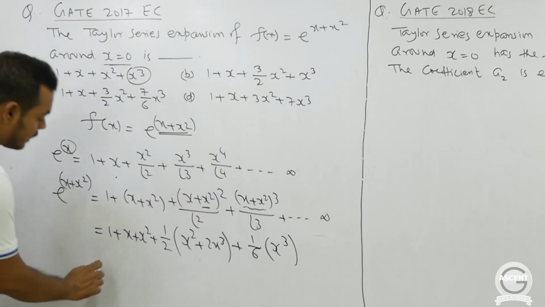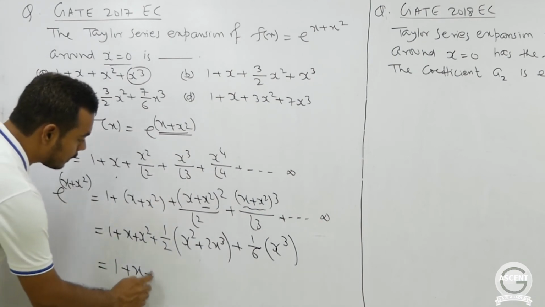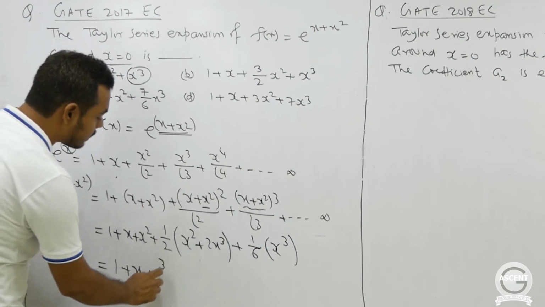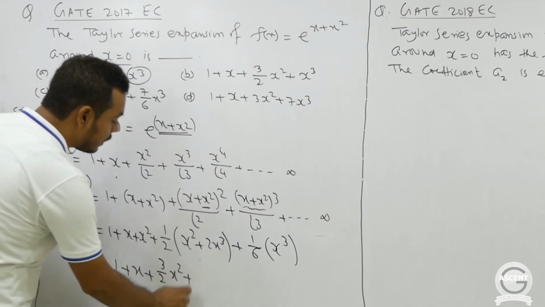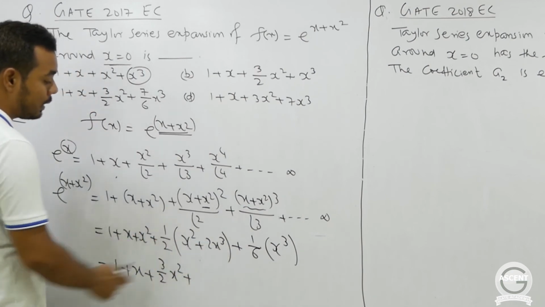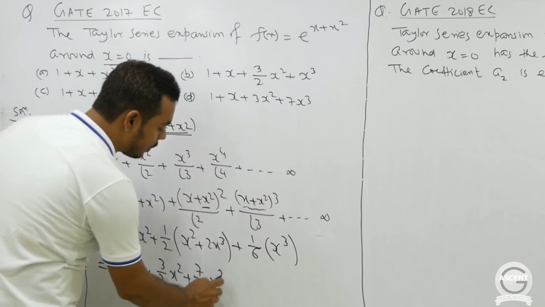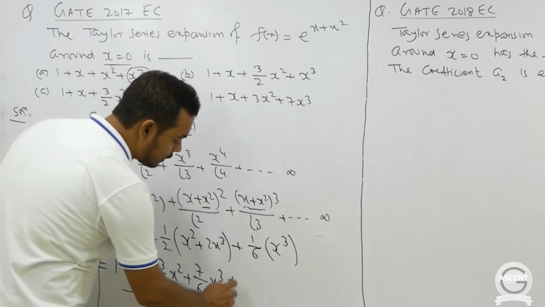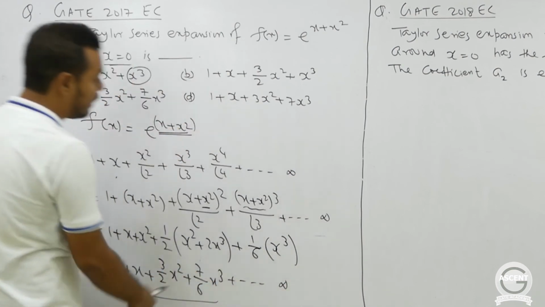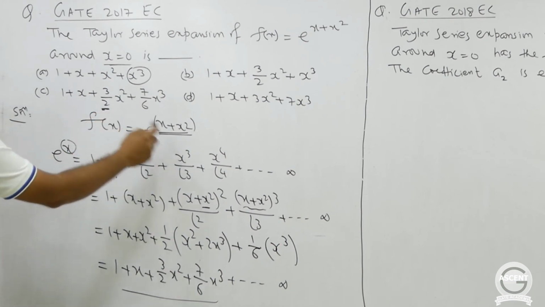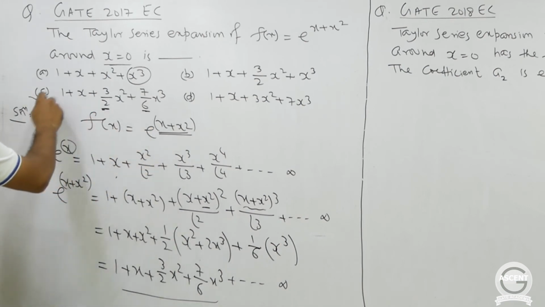Now if you rearrange these terms, then you will get 1 plus x square by 2 plus x square. So this will give us 3 by 2 x square, plus these two will cancel, x cube plus 1 by 6 x cube. So 7 by 6 x cube. Obviously it will have many more terms, but we have to write only up to x cube. So as you can see, the correct answer is option C, 1 plus x plus 3 by 2 x square plus 7 by 6 x cube.